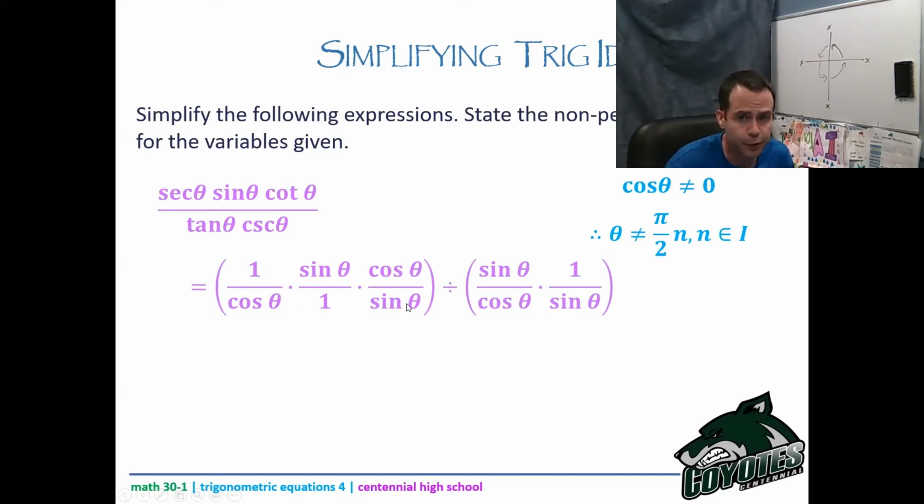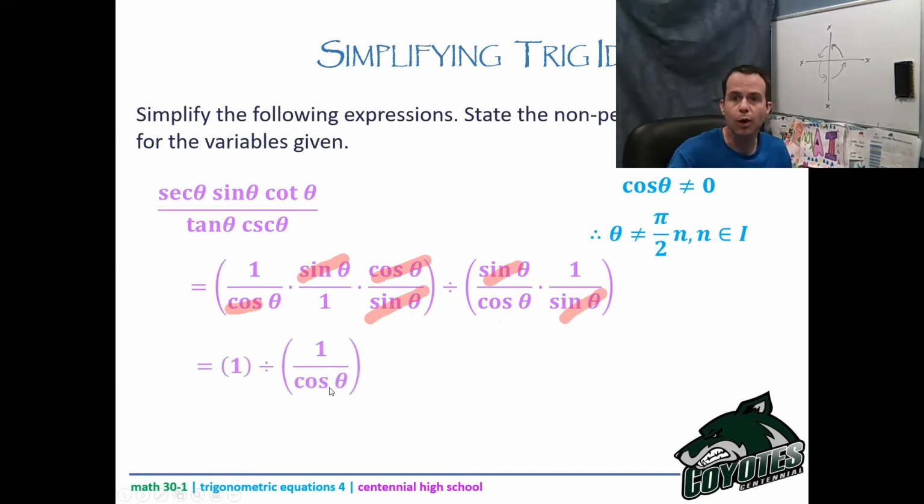Take a look at this first guy. Okay, let me get a highlighter on for you here. And I see that my cos will divide out. I see my sine divides out, so that's going to leave me with a 1. Over here, I see that the sines will divide out, and I'm left with 1 over cos. So I'm looking at now a statement that says 1 divided by 1 over cos. Well, that's the same as saying 1 times cos of theta, which is just cos theta.